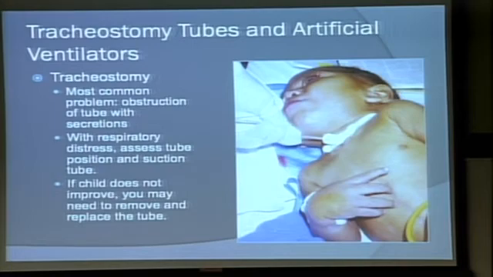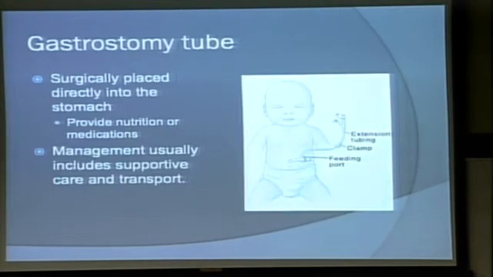And remember, when you suction the child, you don't keep sucking. You allow them to breathe a little bit. Don't suck out all the oxygen. Gastrostomy tube to provide nutrition or medications. Sometimes they'll get pulled out. Sometimes they'll get plugged. You don't push them back in. Usually it's just supportive care. Transport them and we'll put them in.